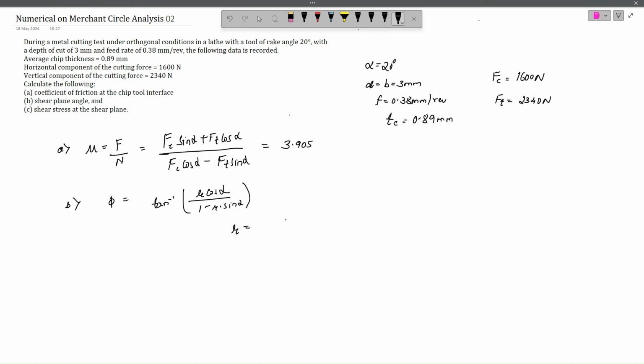And we need to compute the chip thickness ratio here. The value of r is given by the ratio of the uncut chip thickness to the chip thickness. The uncut chip thickness can be assumed to be equal to the feed in the case of the turning operation. So it is equal to 0.38 divided by the average chip thickness, that is 0.89. Upon calculation we get the value of r to be 0.426, which is the chip thickness ratio. Now we'll use this chip thickness ratio and also the value of alpha to compute the value of phi. Upon substitution we get the value of phi to be equal to 25.17 degrees.